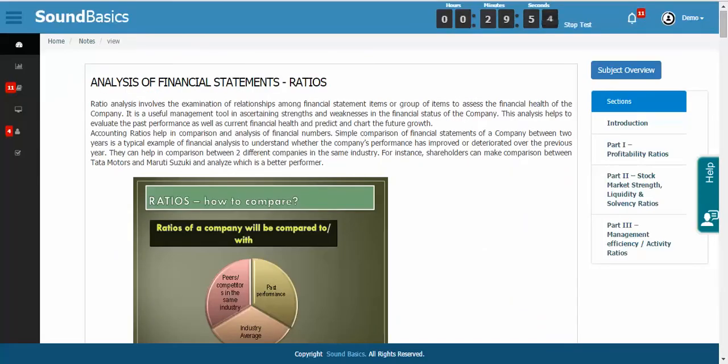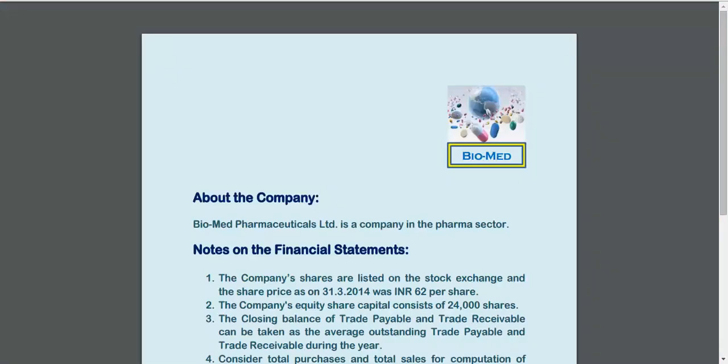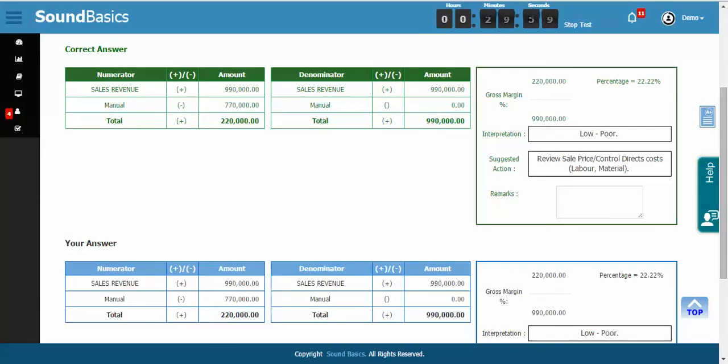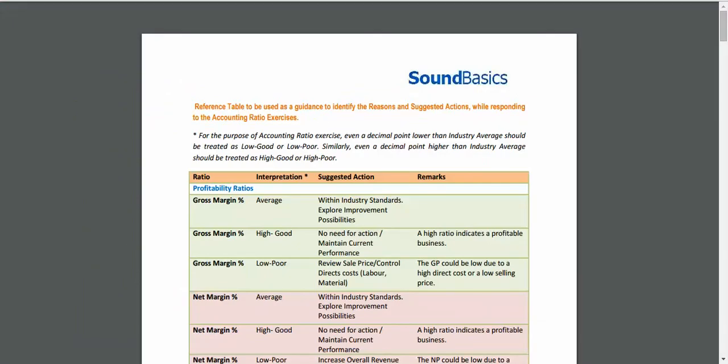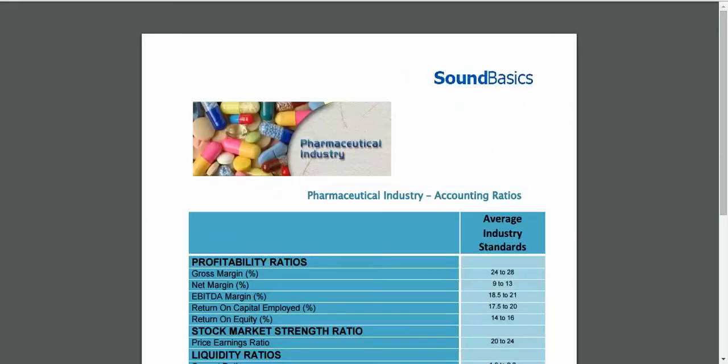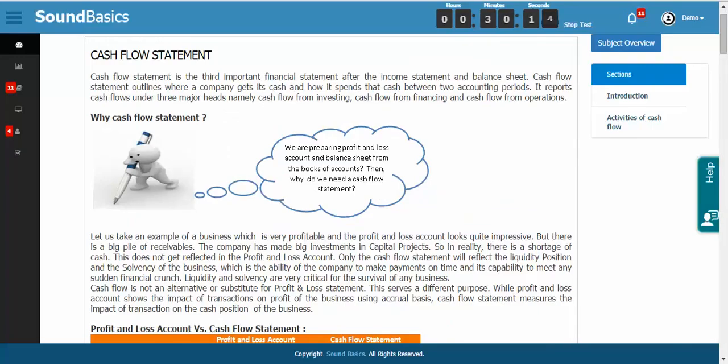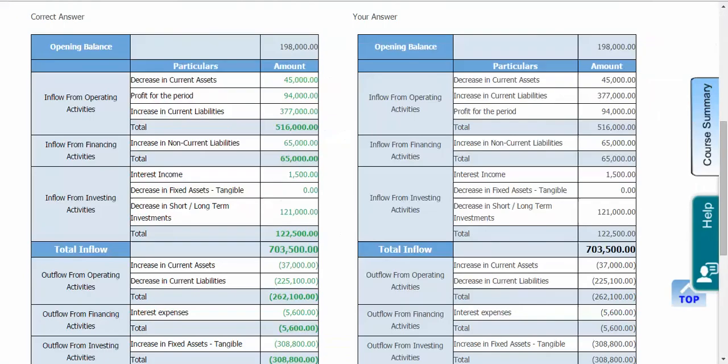The exercise helps the student to read, understand, and interpret financial statements with the help of accounting ratios. The student learns to not only calculate the key ratios, but more significantly, the student learns to interpret these ratios based on industry data and apply them in real life. The students also learn to understand and prepare the cash flow statement.